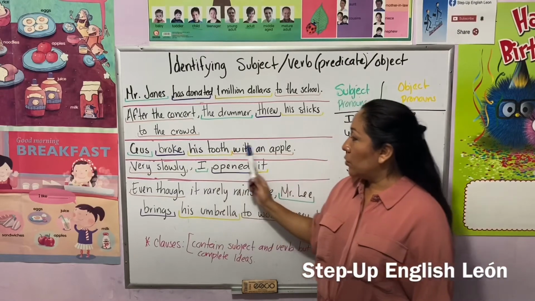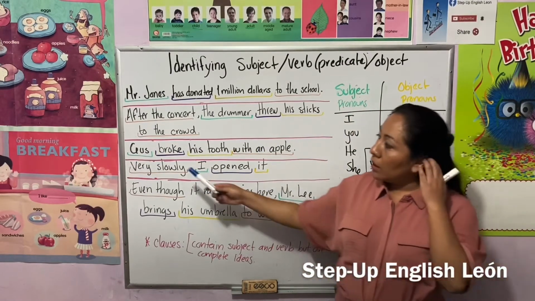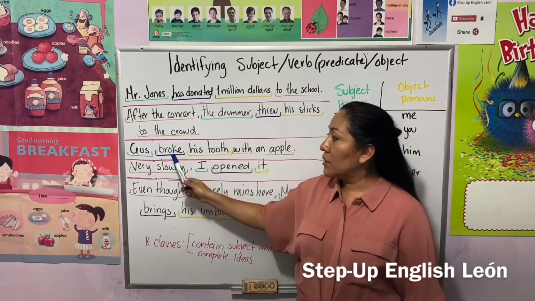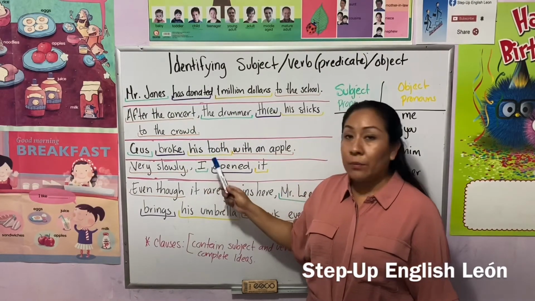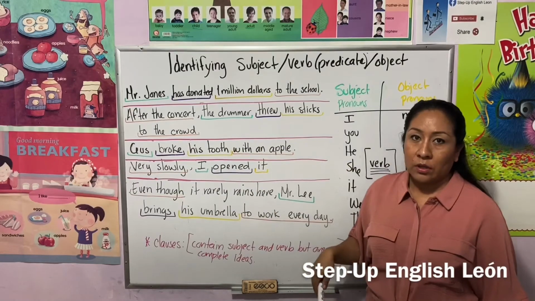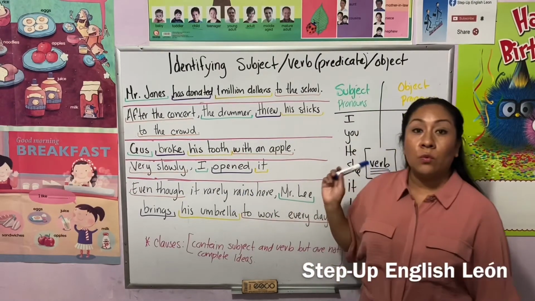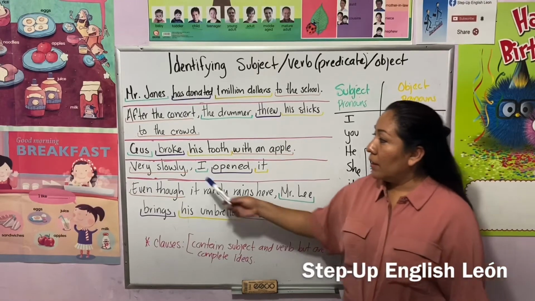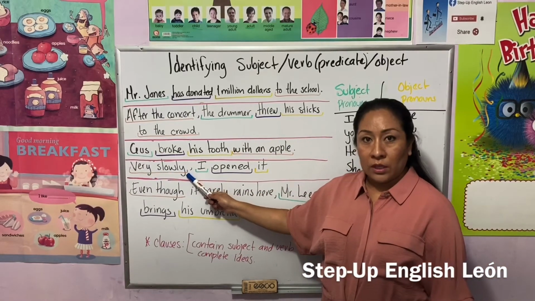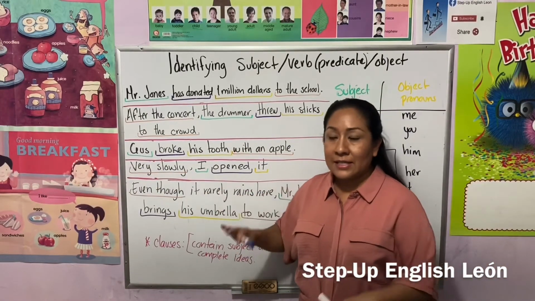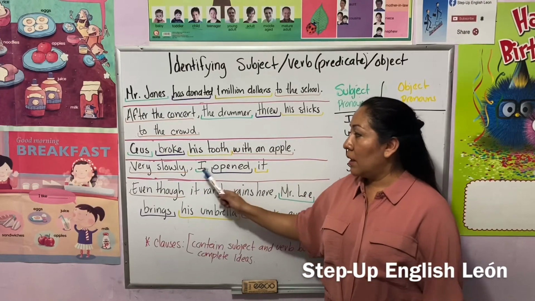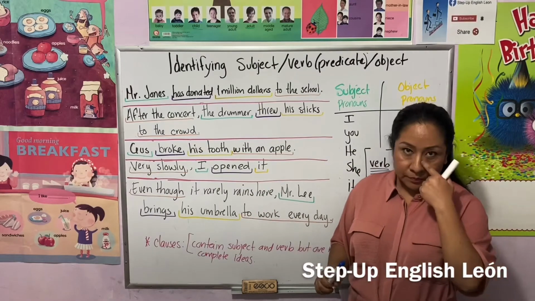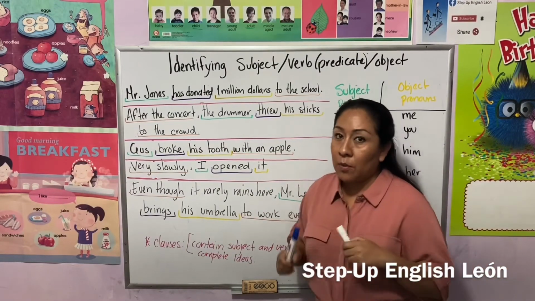Gus broke his tooth with an apple. Gus is the person, the subject. Broke, what did he break? His tooth. Additional information with a prepositional phrase, with an apple. Very slowly, this sets the tone of the sentence, but the sentence begins here. I opened it. Okay, let me make a small pause.